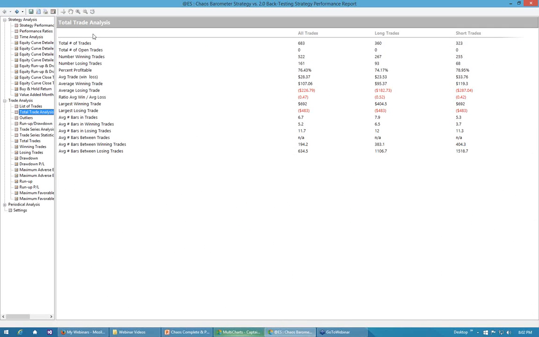Here's a good look at the total trade analysis. We're getting over 70% accuracy on the trades. Our largest winning trade is 692. Our largest losing trade is 483. And in this case, we have an average winning trade of 107 and an average losing trade of 226.